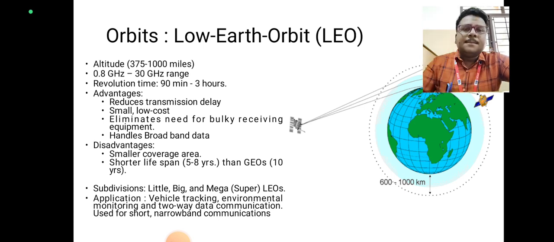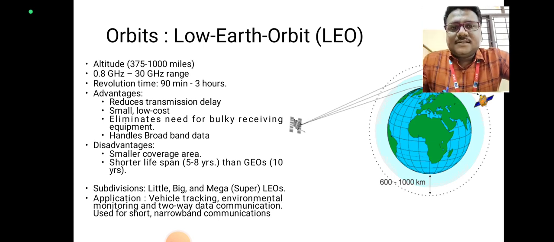The various subcategories of LEO are little, big, and mega LEOs. The main applications are vehicle tracking, environmental monitoring, and two-way data communication, which is used for short and narrowband communication. The main drawback of these LEO satellites is the small coverage area and the short lifespan. The lifespan is around 5 to 8 years.